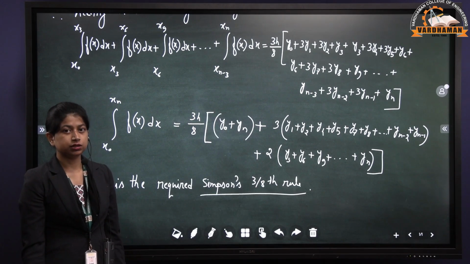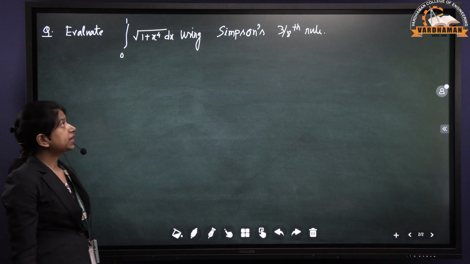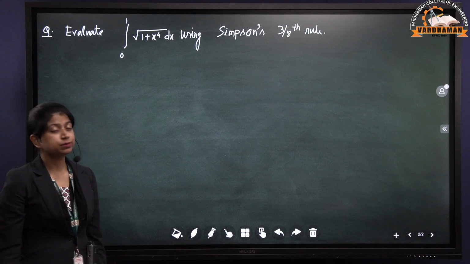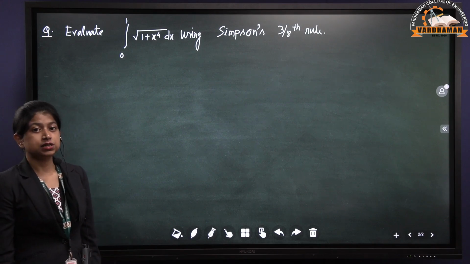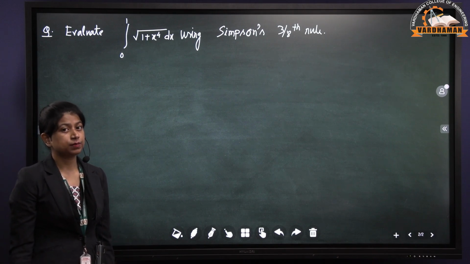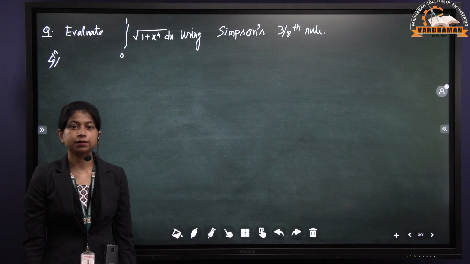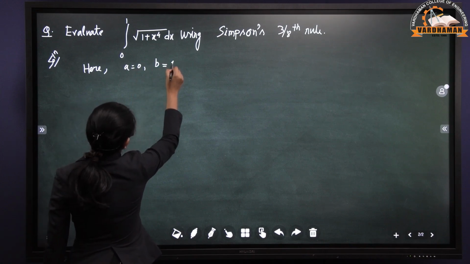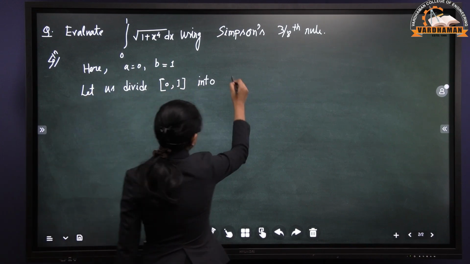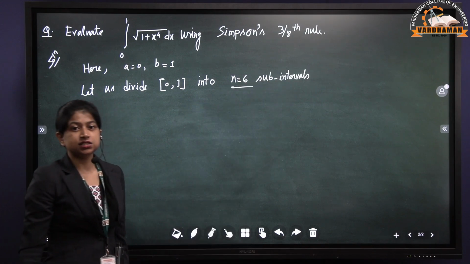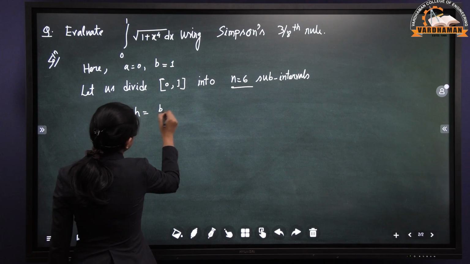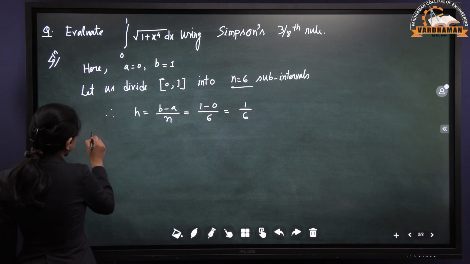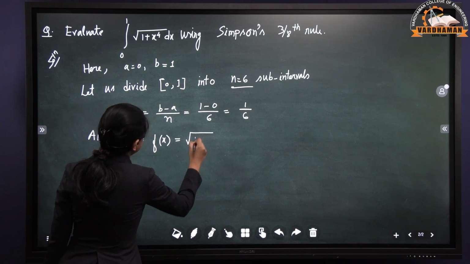Now let us evaluate definite integrals using Simpson's 3/8 rule. Look at this problem. We need to evaluate integration 0 to 1 root over 1 plus x power 4 dx using Simpson's 3/8 rule. Here, number of subintervals is not mentioned. Also, width of the interval is not mentioned. As we know, the Simpson's 3/8 rule is applicable only when the number of subintervals is multiple of 3. Here, a equal to 0, b equal to 1. Let us divide interval 0, 1 into n equal to 6 subintervals. 6 is multiple of 3. Therefore, h equal to b minus a by n, 1 minus 0 by 6, 1 by 6. Also, y equal to f of x, that is given as root over 1 plus x power 4.